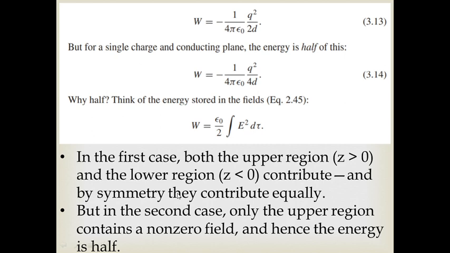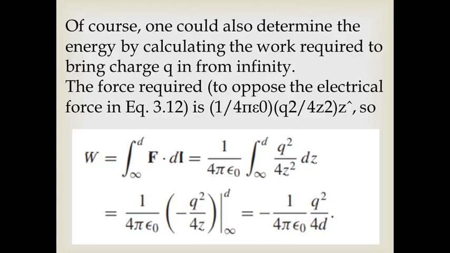That means if there are 2 point charges and no conducting plane, there is an electric field in the upper region and also in the lower region, z less than 0, and both the electric fields are almost identical, and hence they contribute to this integration and the energy will be twice in that system. But in the other system, when there is only one point charge and a conducting plane, the energy is going to be half, because the electric field exists only in the upper region, and in the lower region the electric field is 0, and that's why it is going to be half.